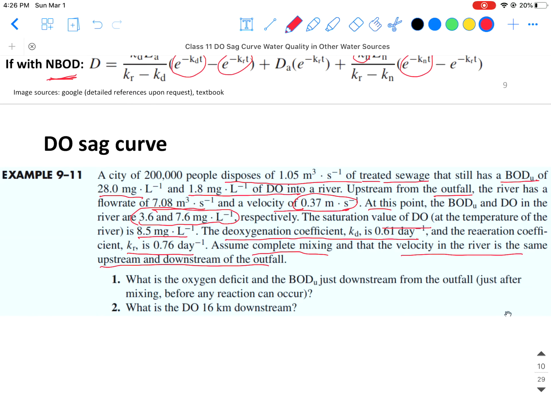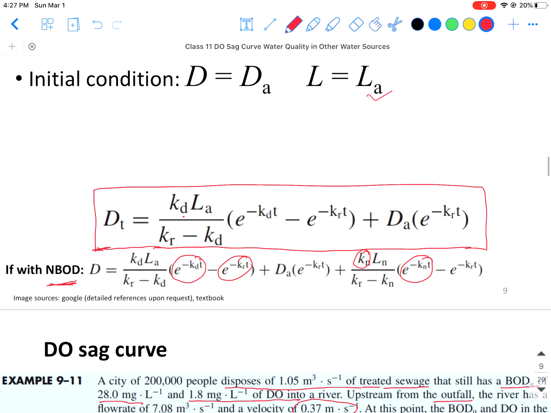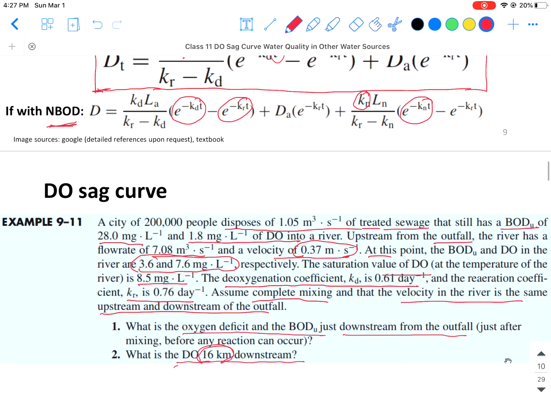And then first it wants us to calculate what is the oxygen deficit and BOD just downstream from the outfall. And this is by mass balance, we can directly calculate that. And what is the dissolved oxygen 16 kilometers downstream? Okay, so you can see that when we try to calculate this dissolved oxygen, you have to first calculate what is the oxygen deficit. But still in this equation, we're using time, we're not using distance, right?